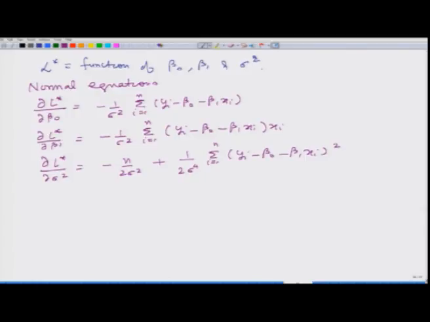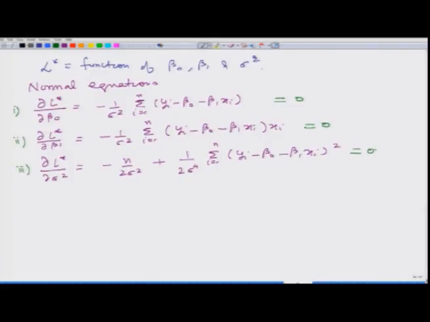Now, our next objective is that I will try to equate these normal equations to 0, and I will try to obtain their solution. So, I can do it at this step, for example. If I substitute it equal to 0, and then I try to solve it. So, let me call this equation number 1, this equation number 2, and this is equation number 3.